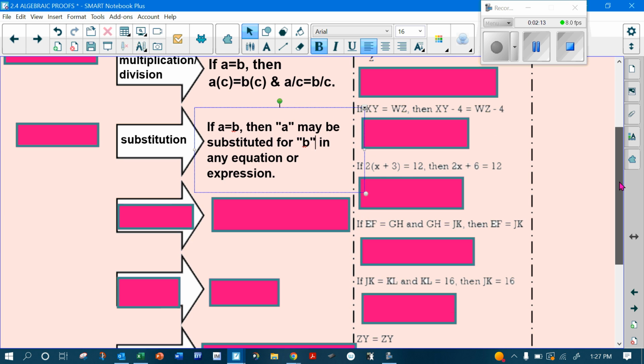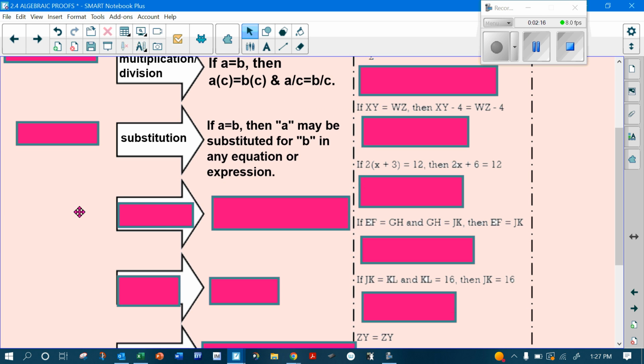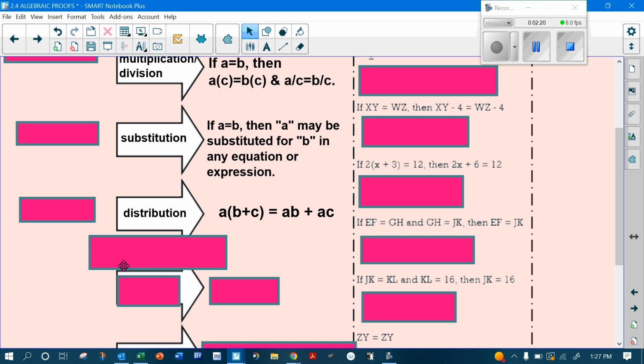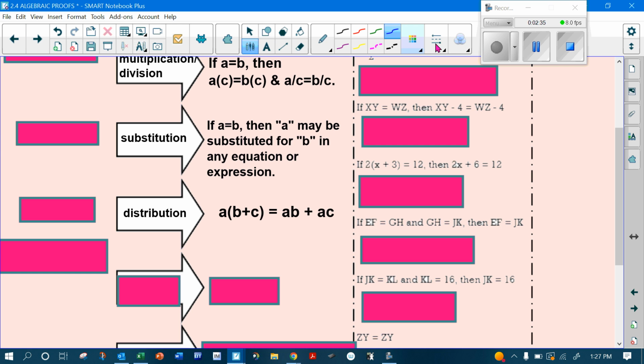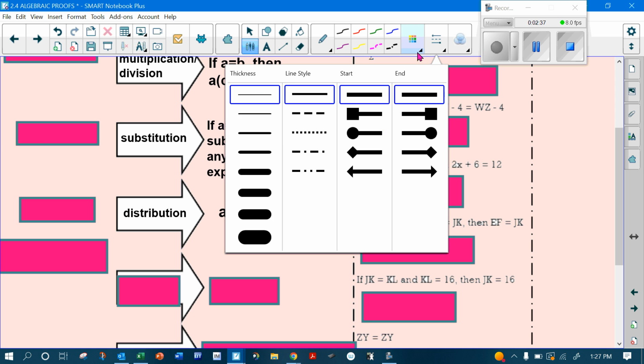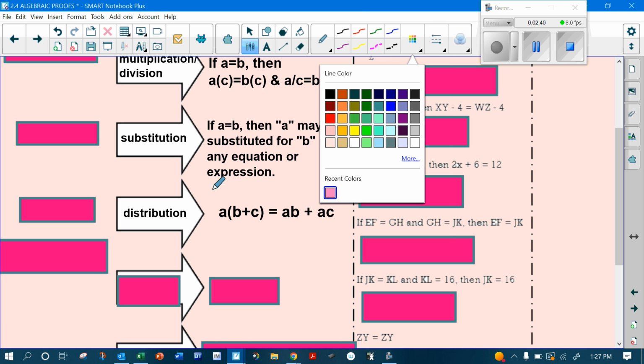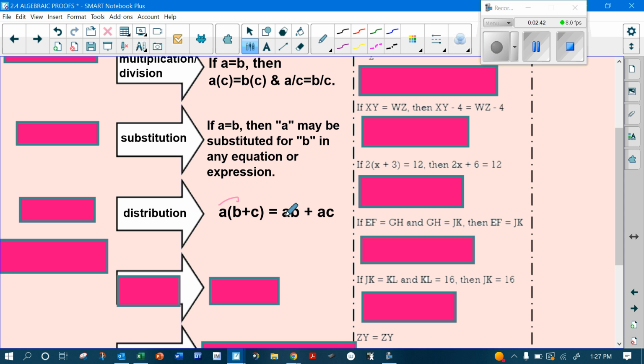All right, the next one we have, okay, this one is distribution. You know this one, distribution. Okay, so if A times B plus C, so it's going to be equal to, so you know the drill. So when you multiply, so let me make sure that we've got a skinny pen here. So if I take the A and multiply by B, I get AB. If I take the A and multiply by C, I get AC. Okay, so it works the same.